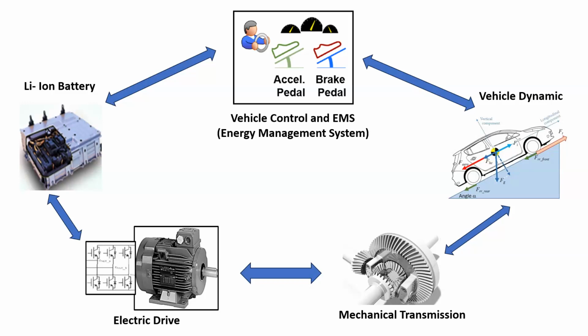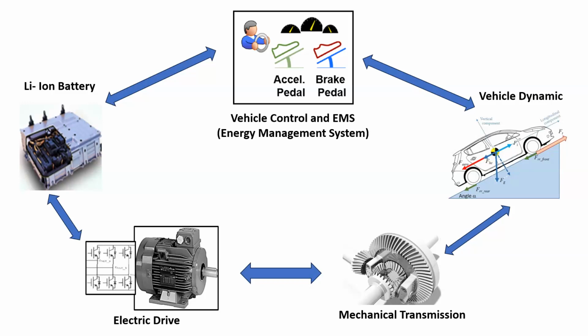In vehicle dynamics, as the name suggests, all the vehicle parameters that get changed are covered. For example, the wheel velocity will be changing and the acceleration force will be changing. All of these come under vehicle dynamics.